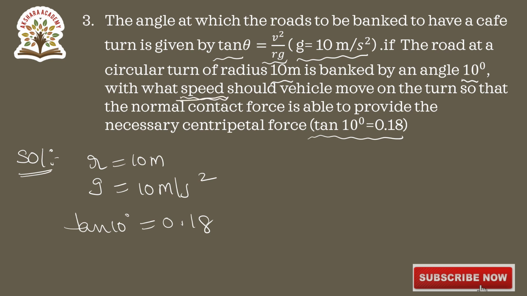At what speed should a vehicle move on the turn so that the normal contact force is able to provide the necessary centripetal force? So here you have to calculate the maximum speed V. V is equal to question mark. From the given angle of banking, tan theta is equal to V square by Rg. So tan theta is equal to V square by Rg.